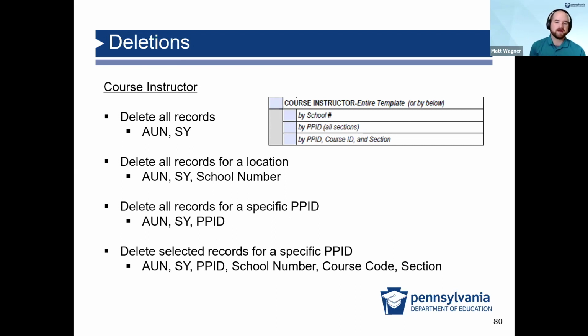Or we can do it by specific. And this one, we only need the course and the section. We don't need that semester ID, as this one shows us everything for those. So course code, PPID, and section would help you there.